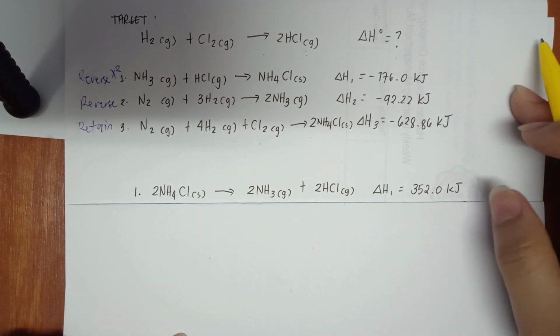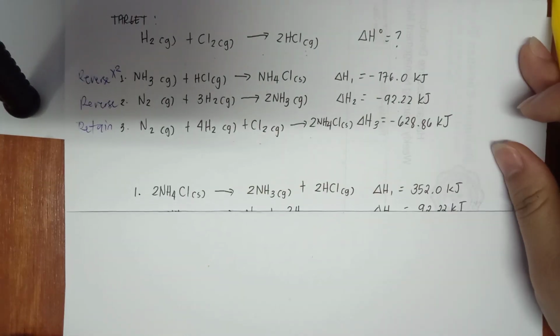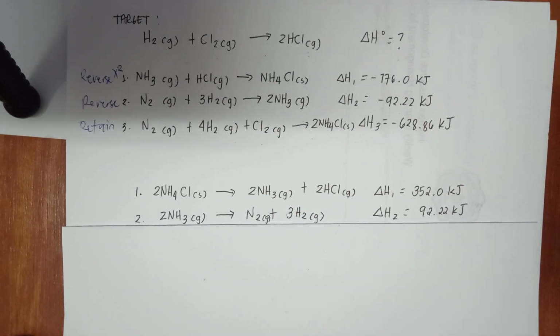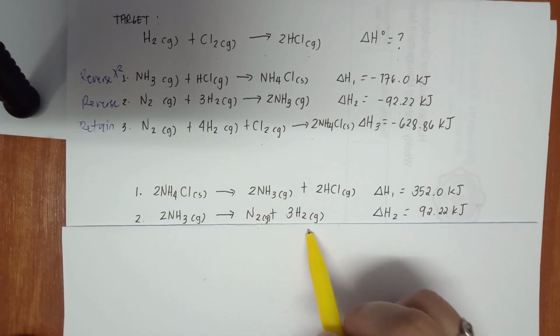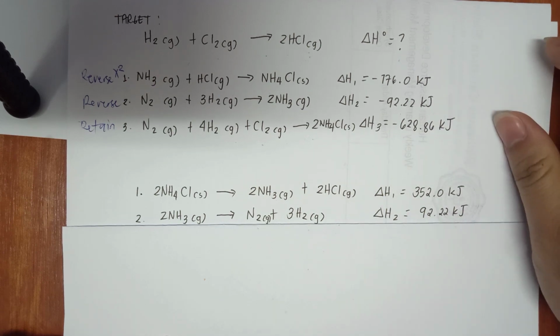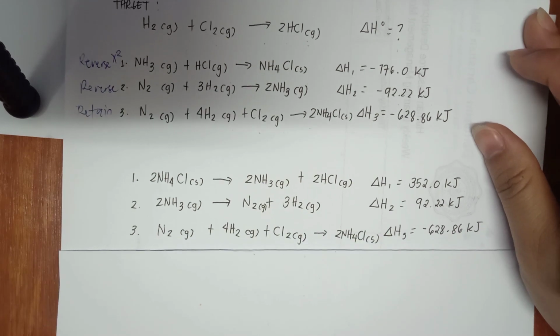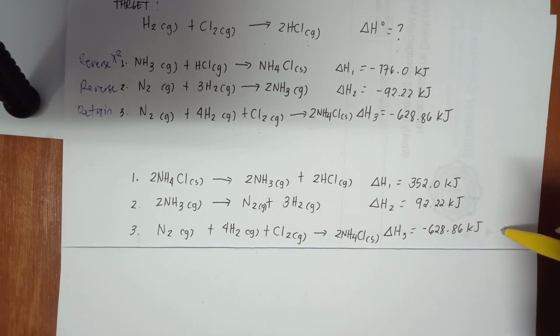And then, second equation, we have to reverse it. So, i-reverse lang natin lahat ng reactant magiging product and vice versa. So, we have 2NH3 to form N2 plus 3H2. And since ni-reverse natin from negative, naging positive ang enthalpy. And then last, we have to retain. So, kakopy lang natin ang kanyang equation together with the enthalpy, which is negative 628.86 kilojoules.